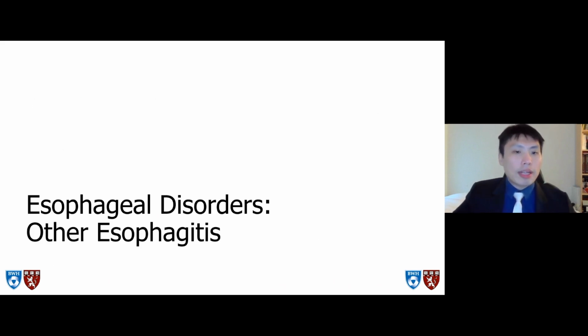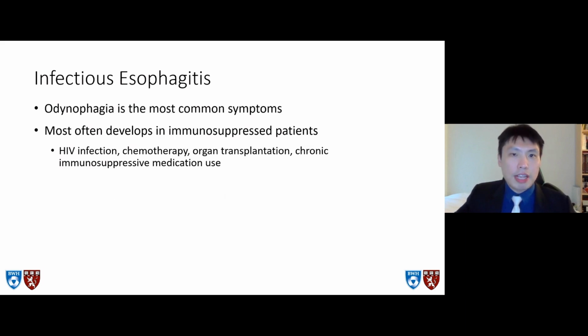And lastly, I'm going to quickly go over a few other esophagitides that you might see in patients presenting. Infectious esophagitis most commonly comes in with odynophagia in addition to dysphagia. They most often develop in patients that are immunocompromised, including patients with HIV, on chemotherapy, or transplant patients.